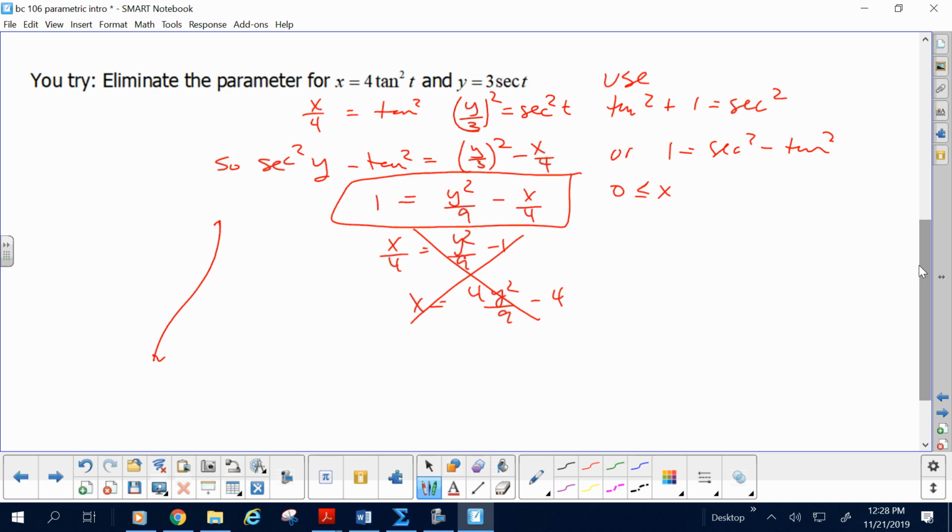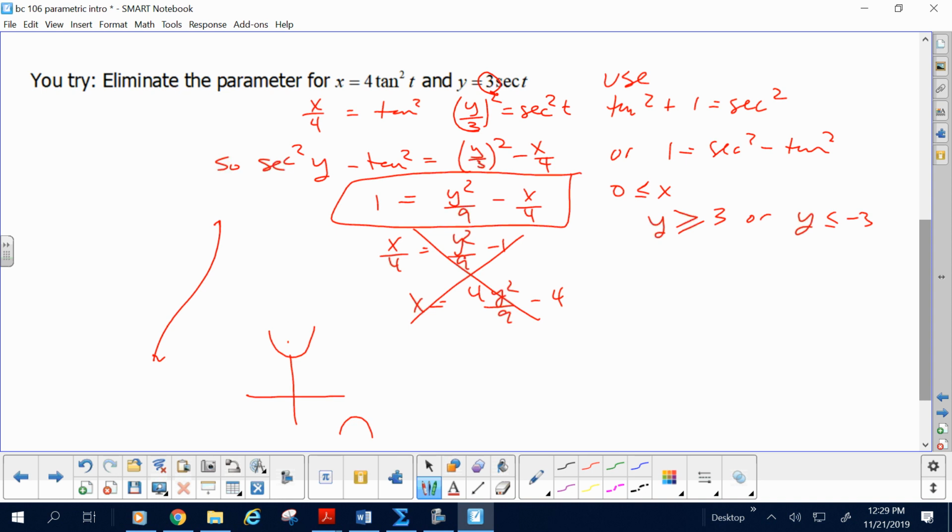What about y? So terrible. What is secant normally restricted to? Above 1 and below negative 1. So here, y is either greater than or equal to 3 or less than or equal to negative 3. Okay, you with me?